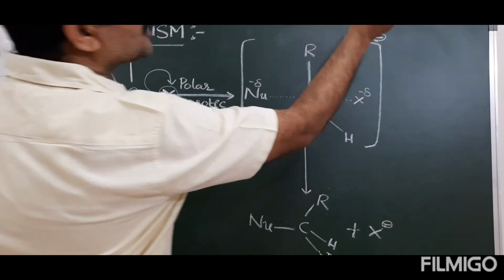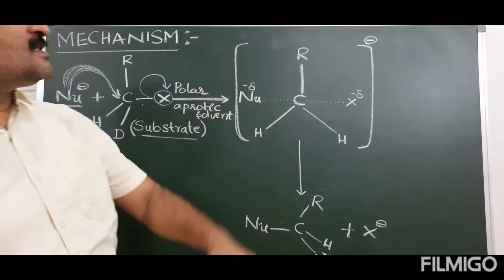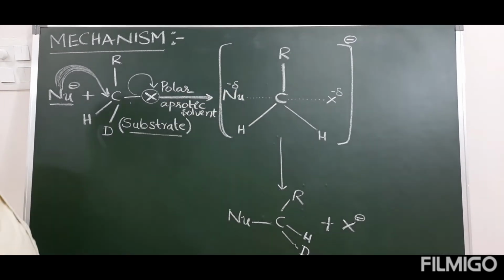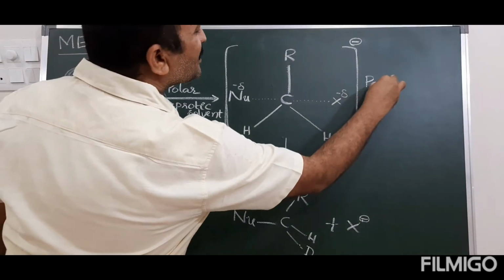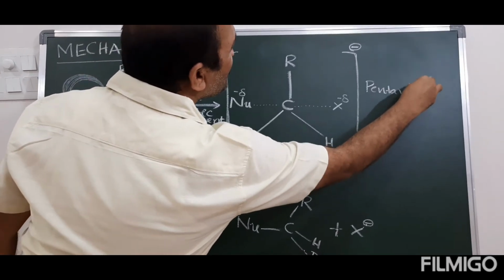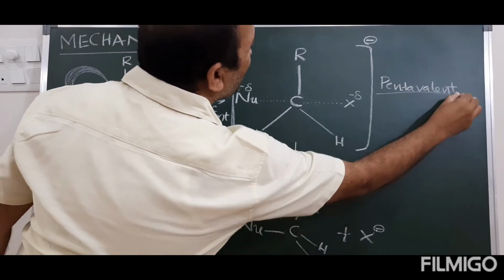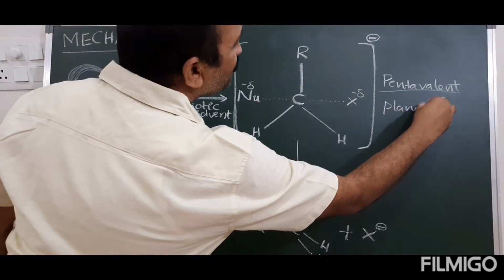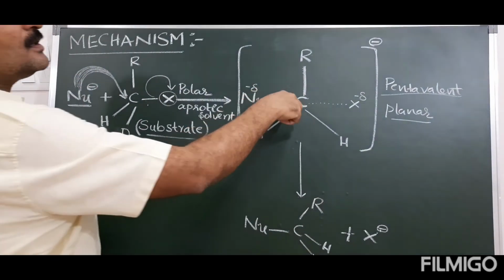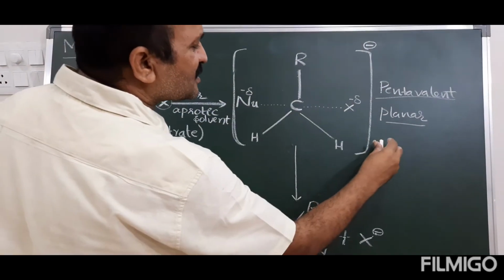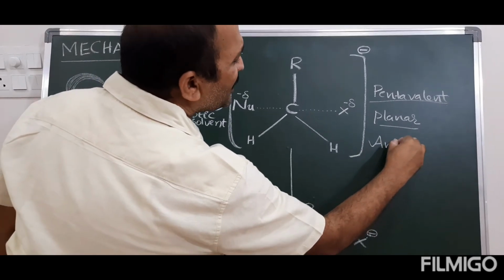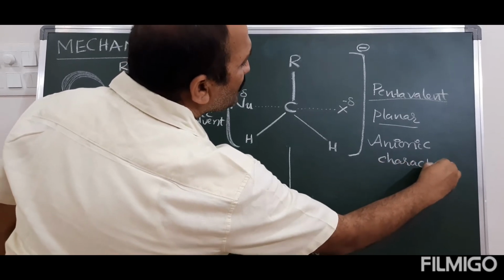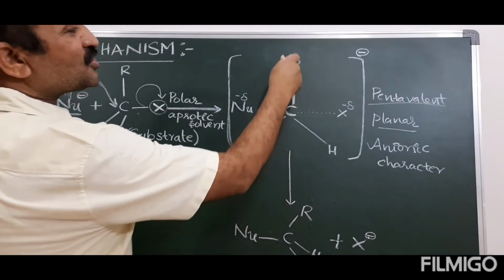Immediately a student has a doubt: Sir, the maximum valency of carbon is 4. How is it possible? Student, here carbon is pentavalent. Remember this point: carbon is pentavalent, and second, this molecule is planar, and this intermediate transition state has anionic character. This is a transition state.